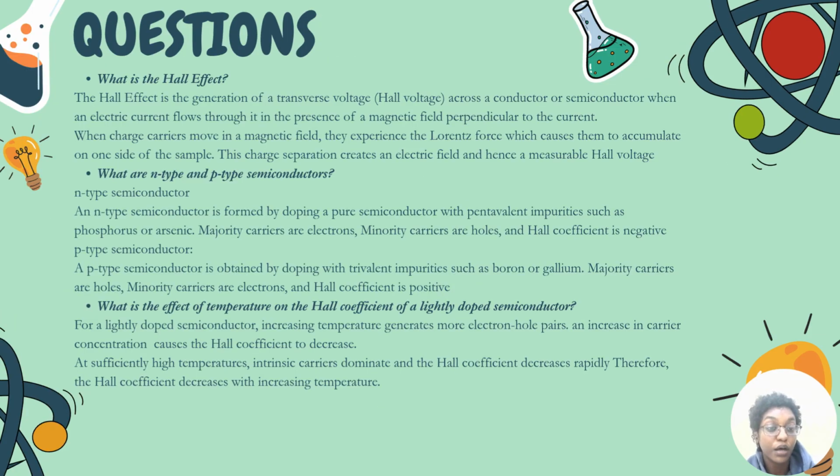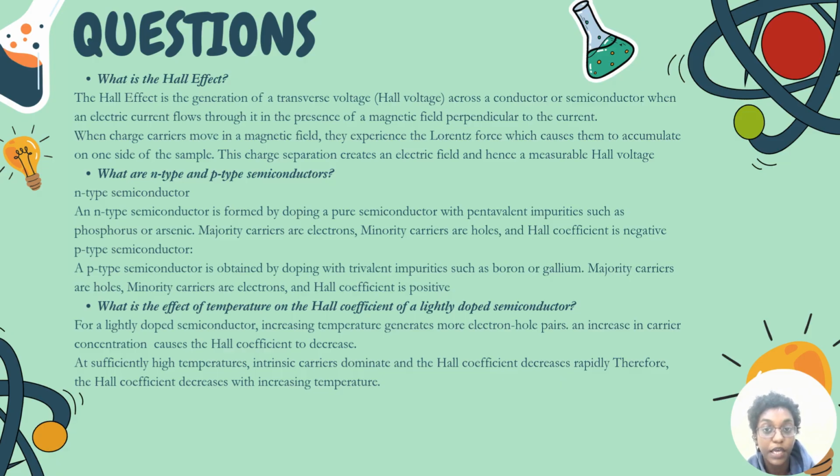Okay, now moving on to questions. What is the Hall effect? The Hall effect is the generation of a transverse voltage, the Hall voltage, across a conductor or semiconductor when an electric current flows through it in the presence of a magnetic field perpendicular to the current. When charge carriers move in a magnetic field, they experience the Lorentz force, which causes them to accumulate on one side of the sample. This charge separation creates an electric field and hence a measurable Hall voltage.